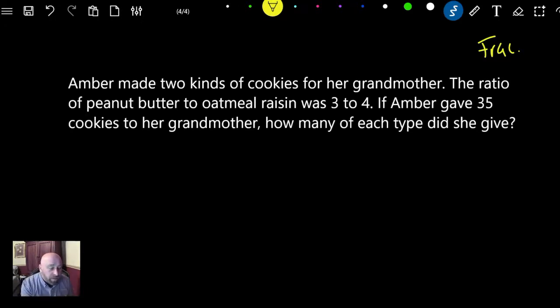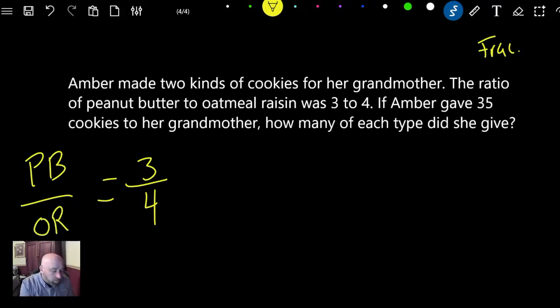So here we go. Let's do 3 out of 4. Right here it says 3 to 4. We're what? Peanut butter to oatmeal raisin. So what does peanut butter go with? Peanut butter goes with the 3. Okay? So I'm just going to go here. I'm going to write PB. That's the 3 over OR, oatmeal raisin. So the PB is the 3. Oatmeal raisin is the 4.